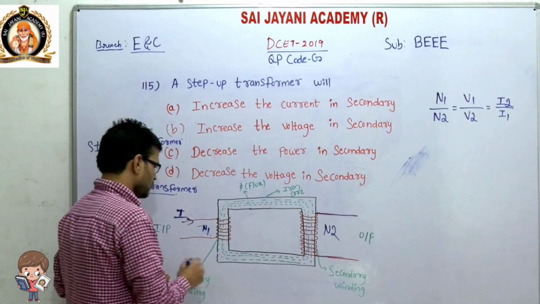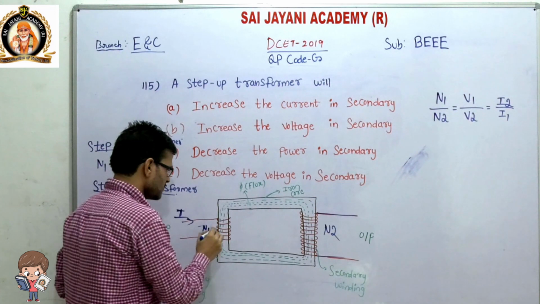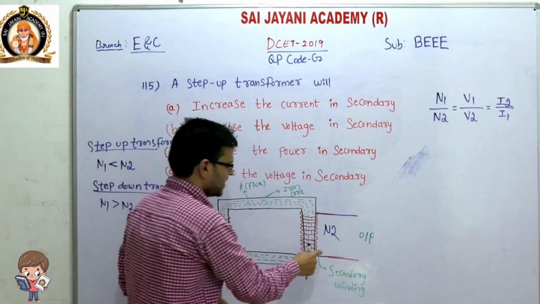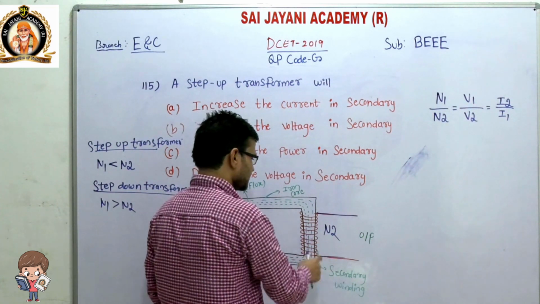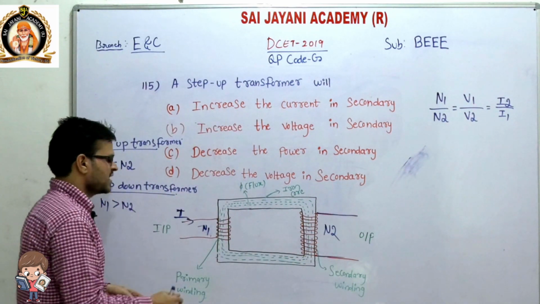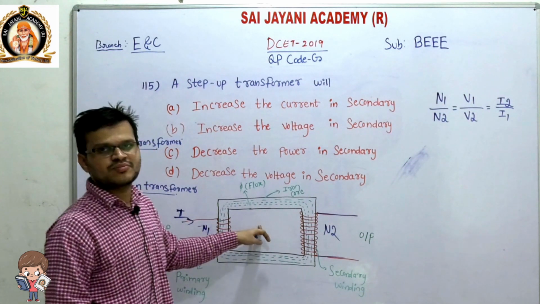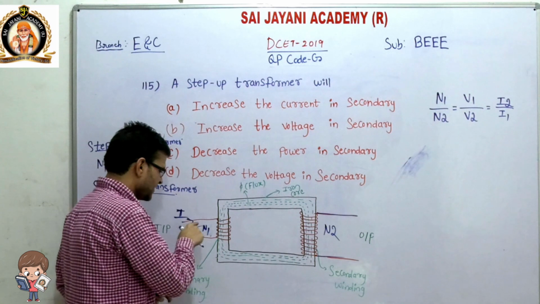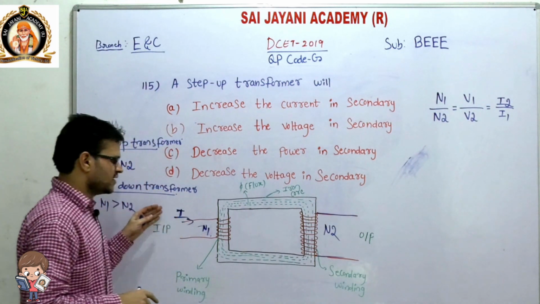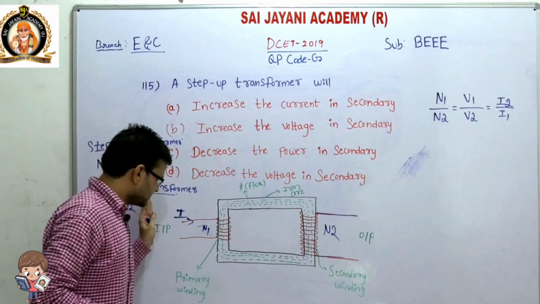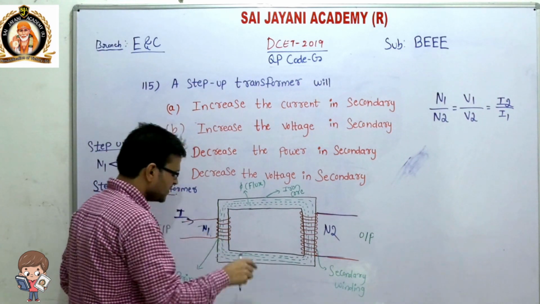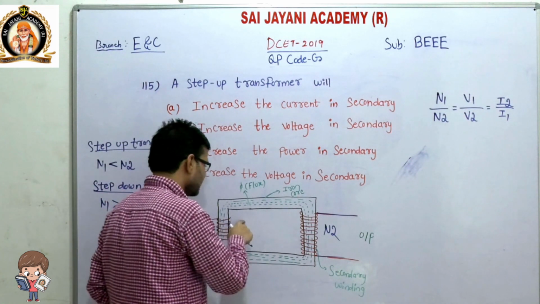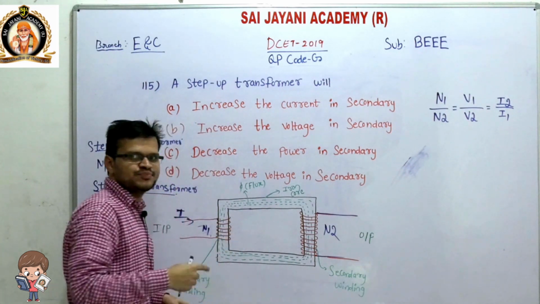Here N1 is the number of turns present in the primary winding and N2 is the number of turns present in the secondary winding. And we know that a transformer works only on an AC circuit. Whenever we give an AC input current to the primary winding, due to the change in the current, a magnetic flux is produced.